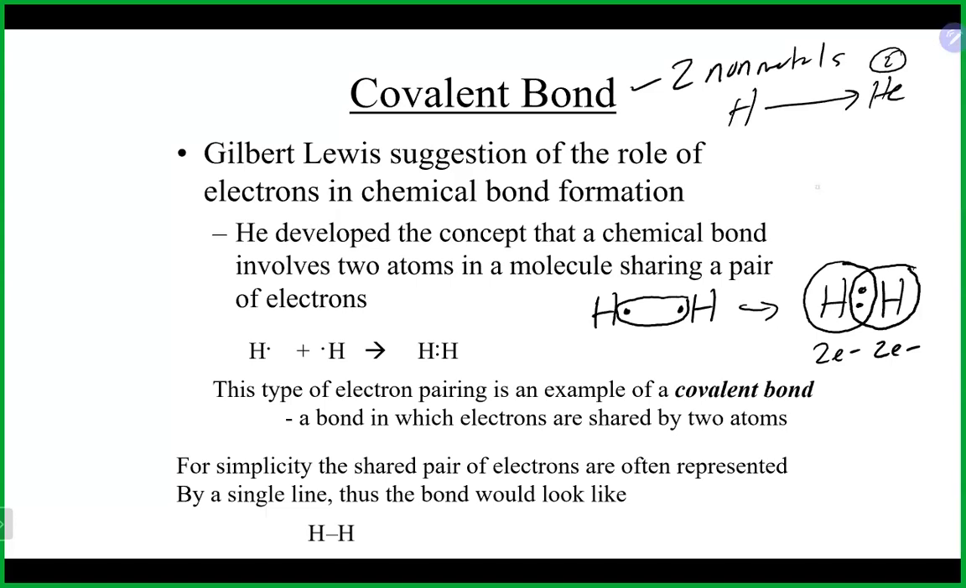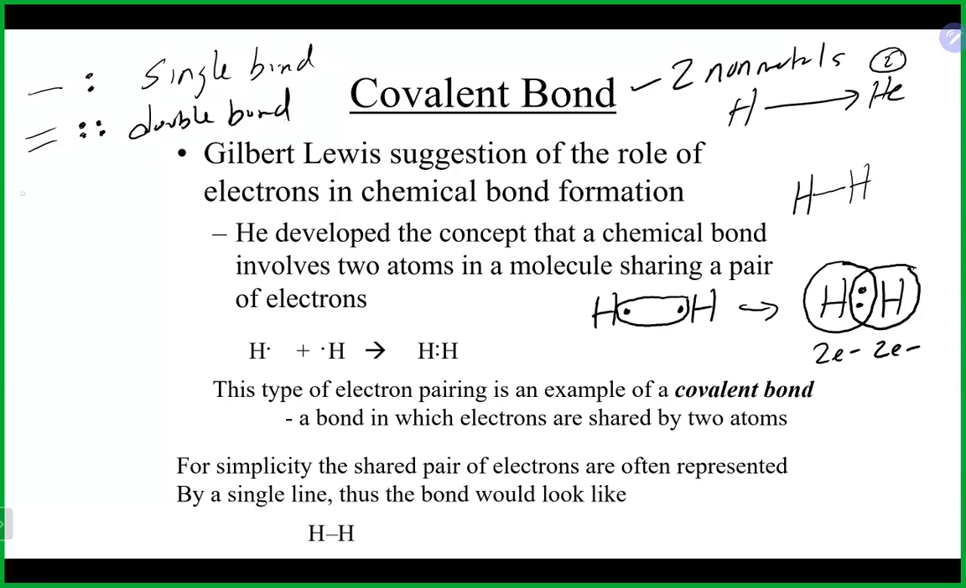You could also represent this sharing of electrons with a line. One line represents a pair of electrons or 2 dots there, and that obviously is referred to as a single bond. You could have a double bond, as we'll talk about, which is 4 electrons or 2 pairs.